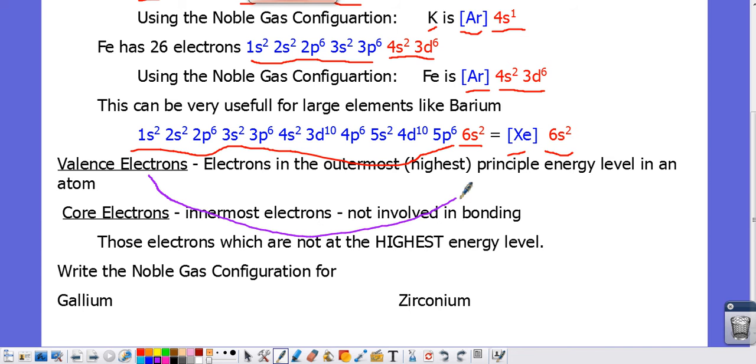Valence electrons, these are the high energy ones. These guys on the outside are the ones that elements bounce into. Core electrons, all these other ones on the inside.